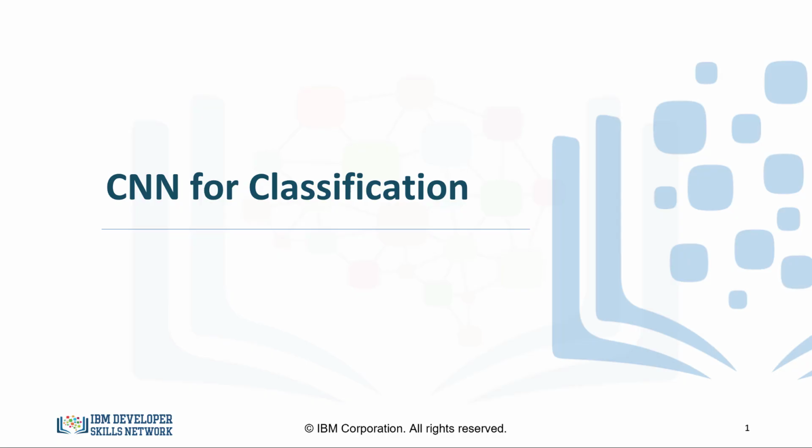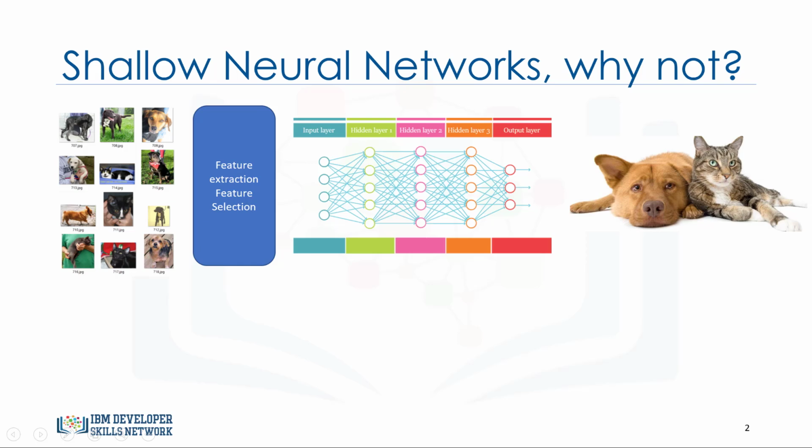Hello and welcome. In this video, we'll explain how CNN can solve an image classification problem such as digit recognition. First, let's see why traditional shallow neural networks do not work as well as CNN.